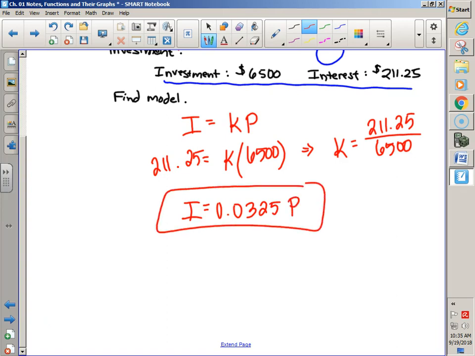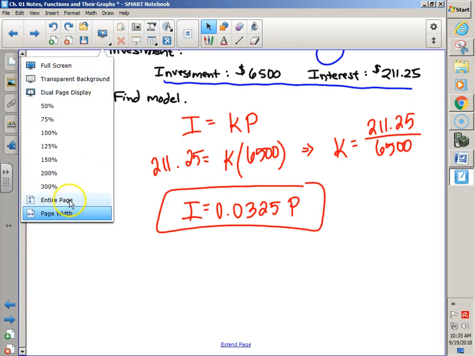Done. What if they asked you to then go ahead and say, what would have happened? What interest would you have gotten if your investment would have been $8,000? No big deal. Plug in 8,000. What if they asked, what would you need to invest in order to get interest at $500? Plug in 500 and solve. So you might need to use the models, but if you don't find the models to begin with, we're just in a whole lot of trouble, yeah?